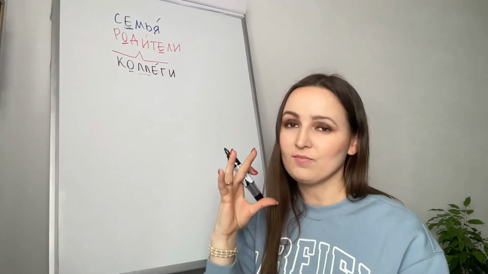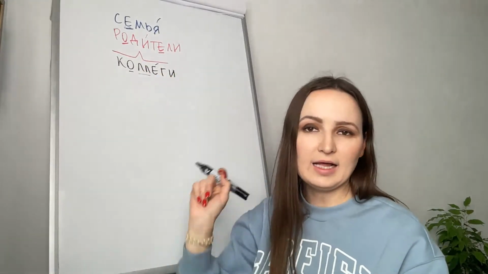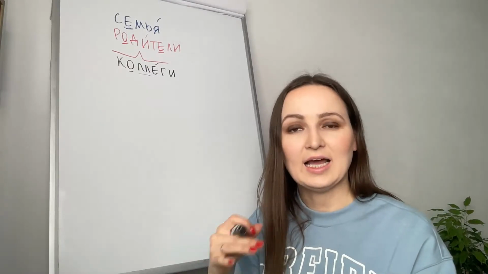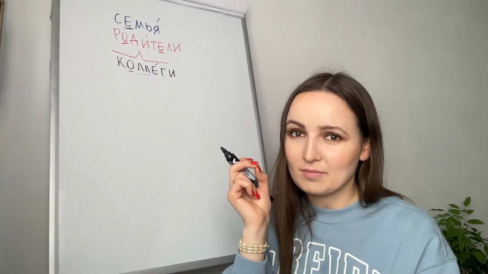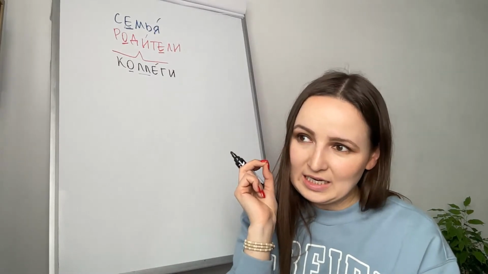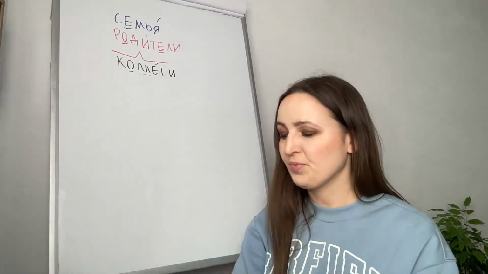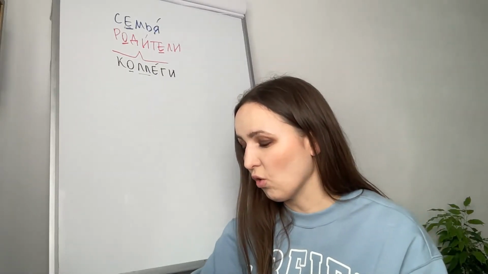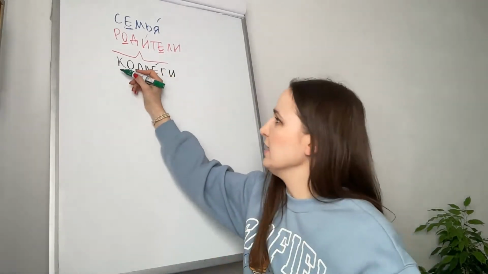Коллеги. So without double L, it will be коллеги. Коллеги. A little bit, but you have to emphasize that there are two L's there. Дальше. Следующее слово. Гараж. Коллеги are colleagues, right?